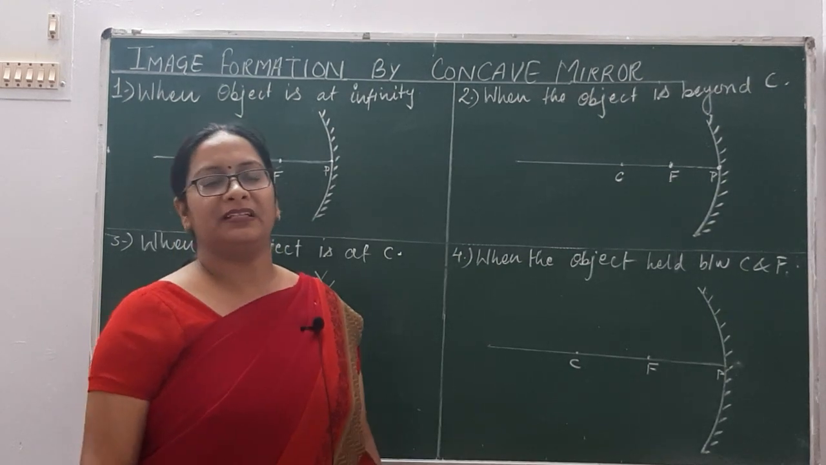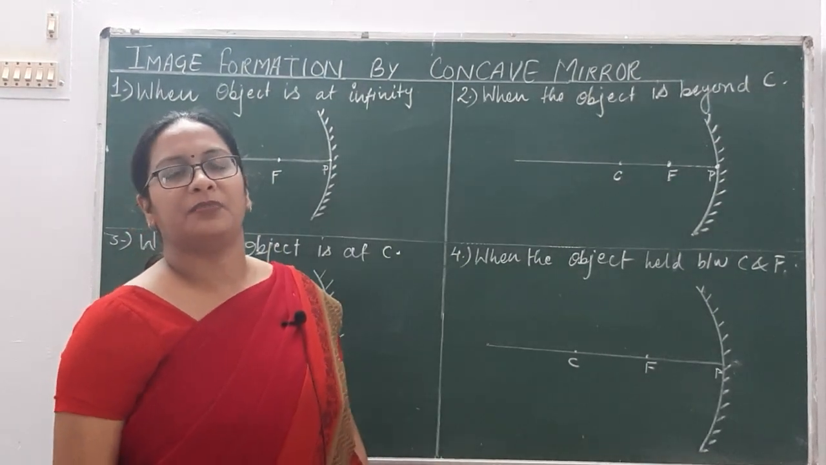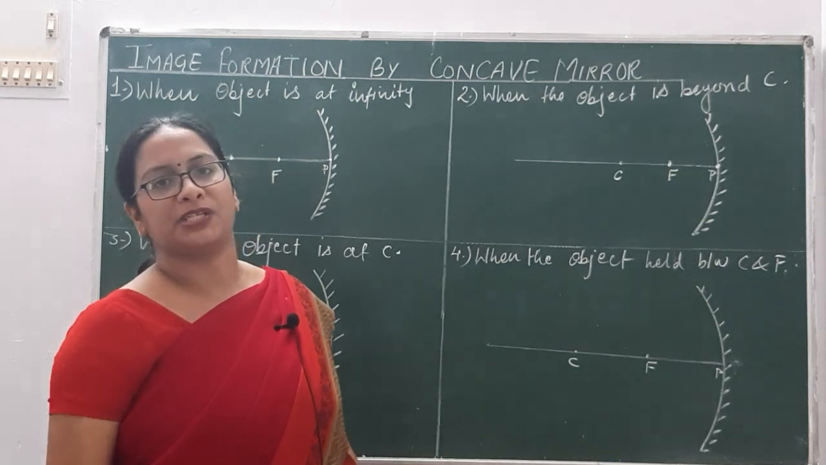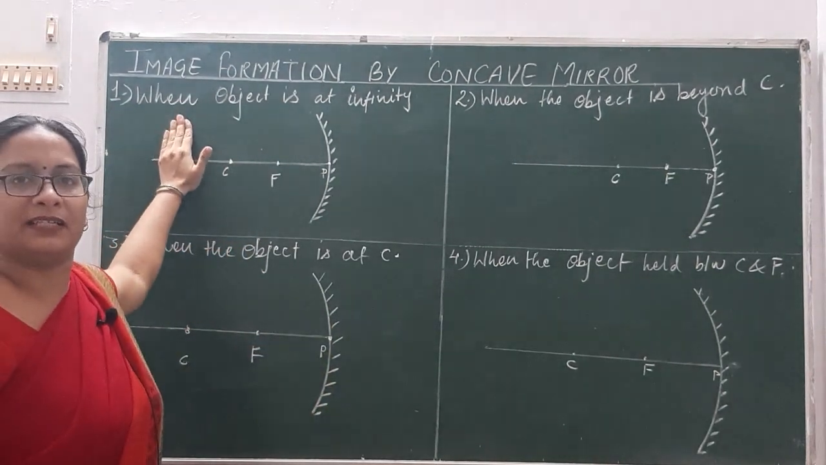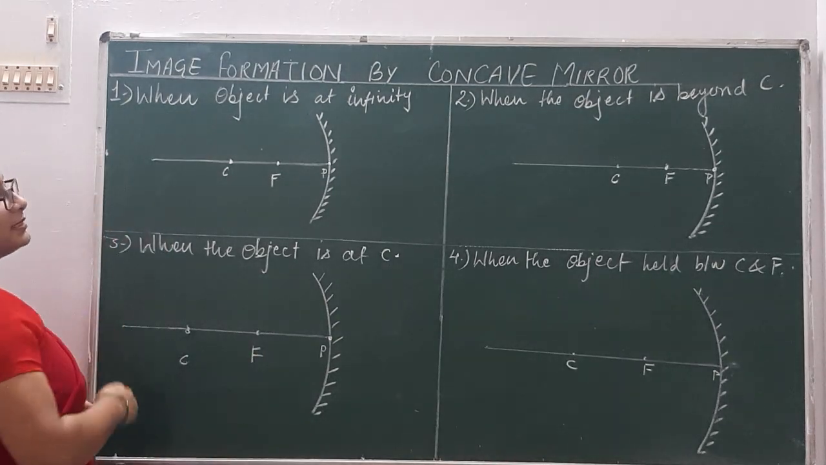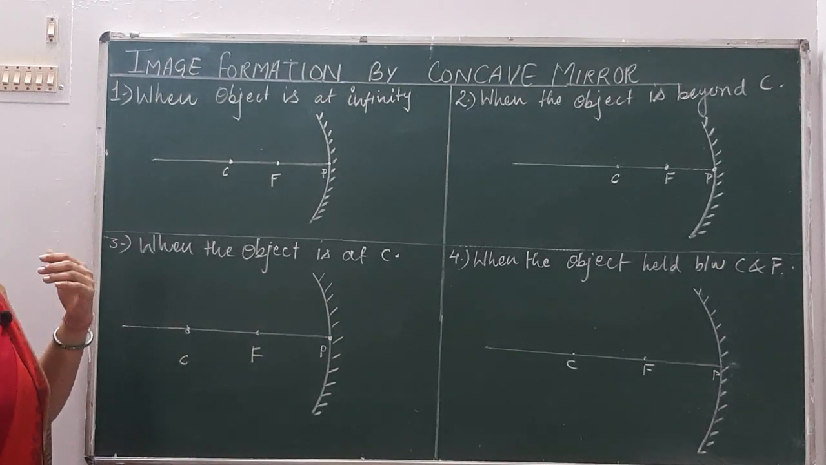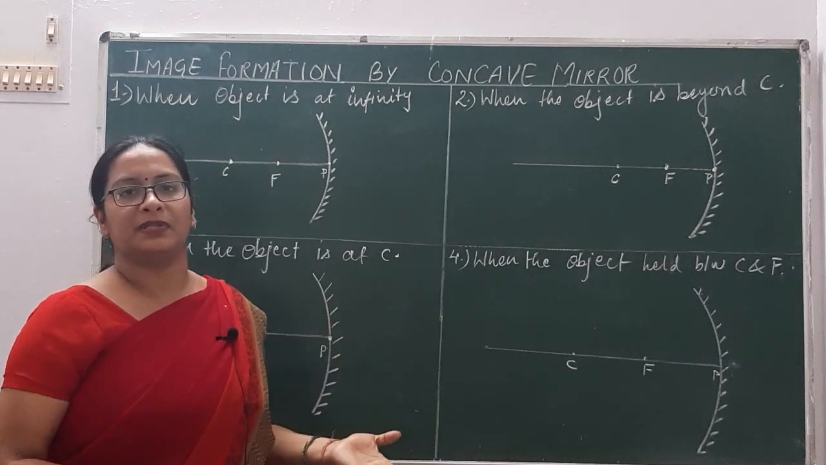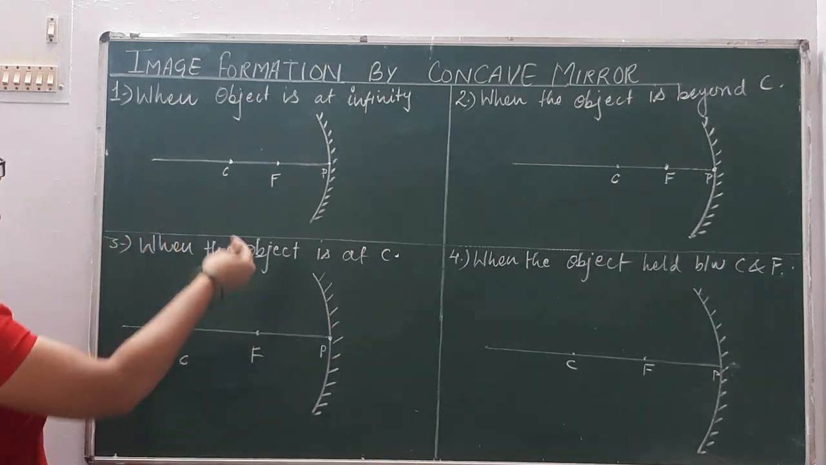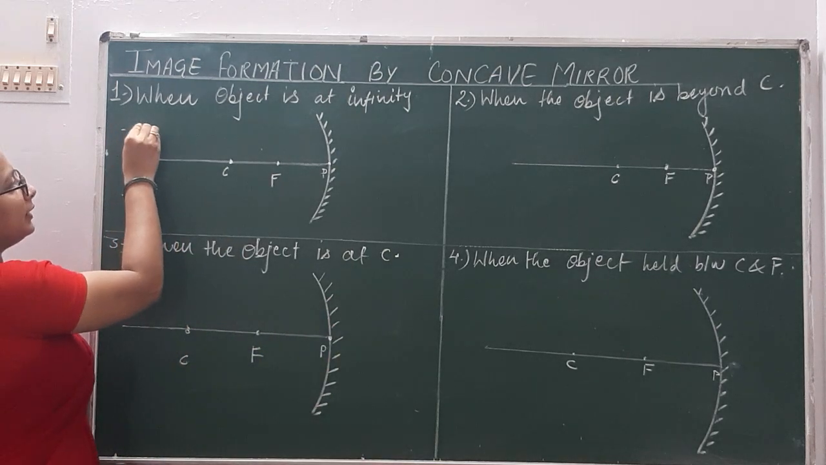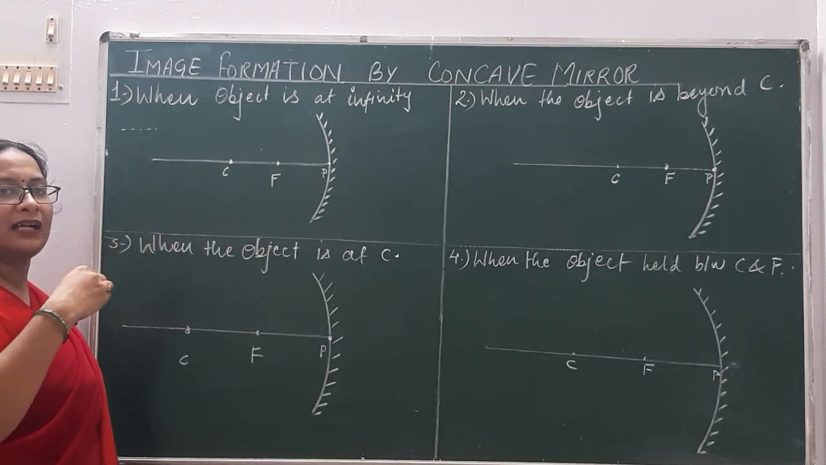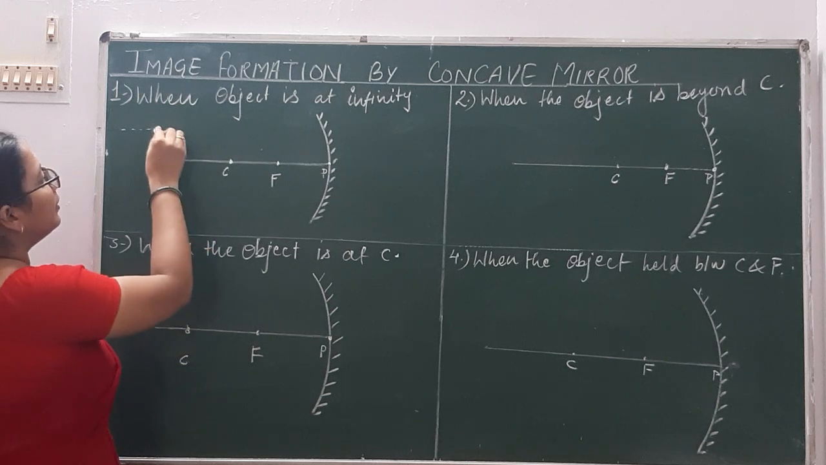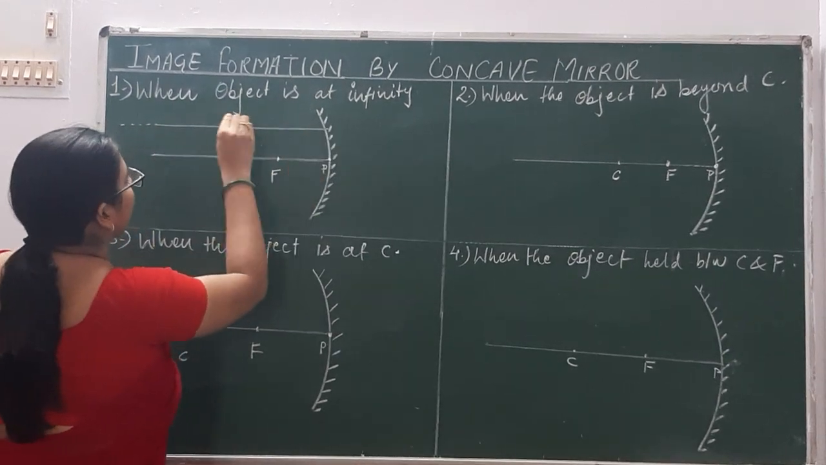Hello children, today we will learn image formation by concave mirror at the different positions of object. So first we will start with when the object is at infinity. So children, if the object is at infinity, the rays are coming from infinity which are parallel to the principal axis, and initially we'll draw dotted line. Dotted line indicates that the rays are coming from a very far distance. Okay, so we'll apply the rule.